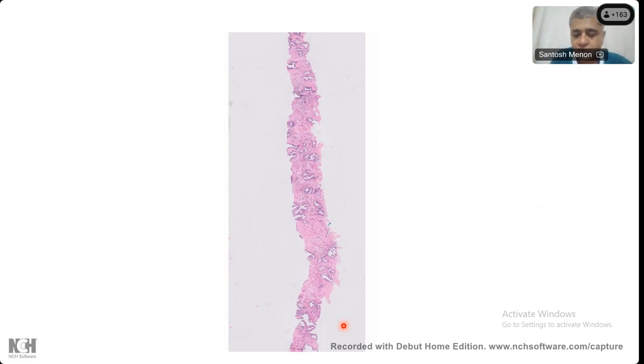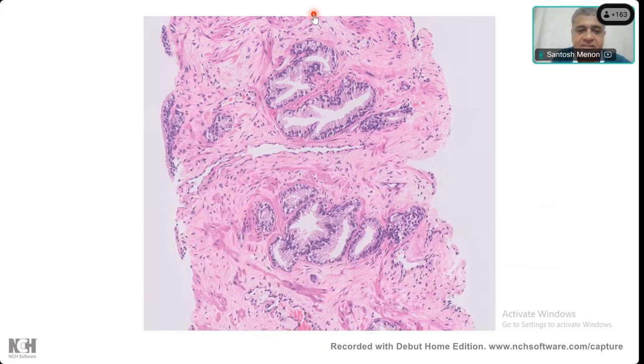So this is how a core looks. Let me go to some higher power. Do you think it's benign or malignant? It looks benign. So what is the basic histology of a prostate gland? It's glandular, fibro, and muscular. So this is your muscle, this is your fibrous tissue or the fibroglandular tissue, and then you have the glandular tissue here. You understand? So is it benign or malignant?